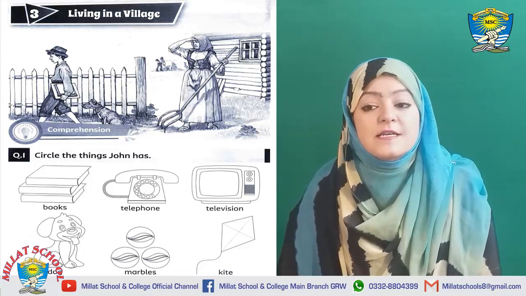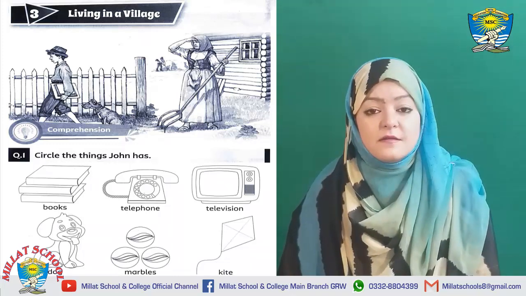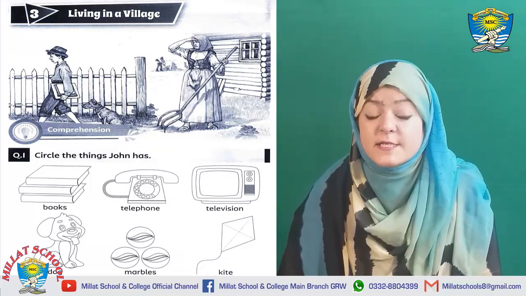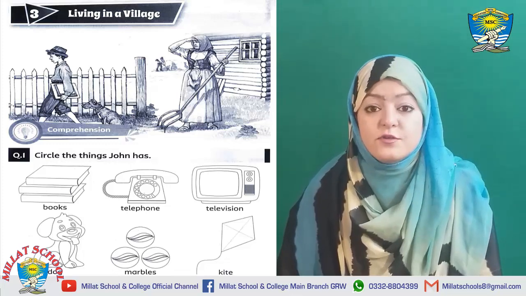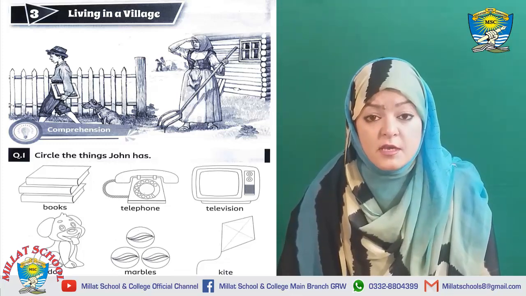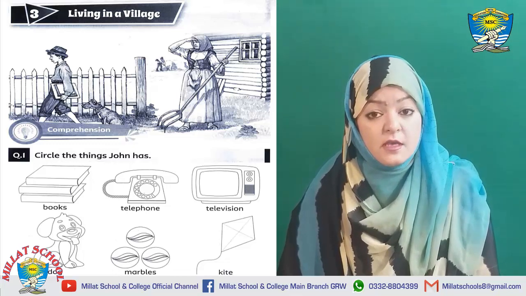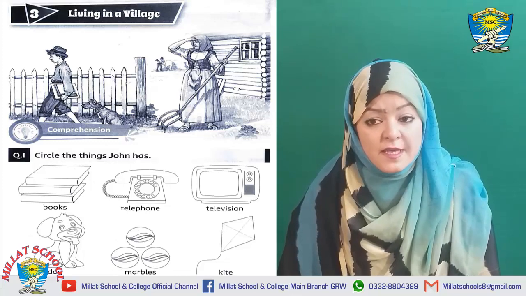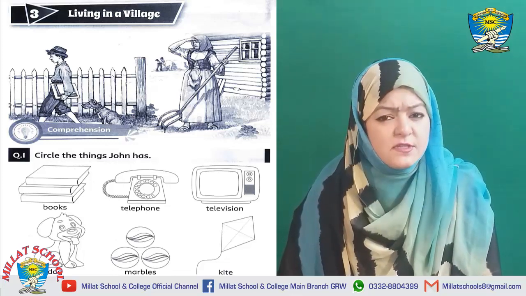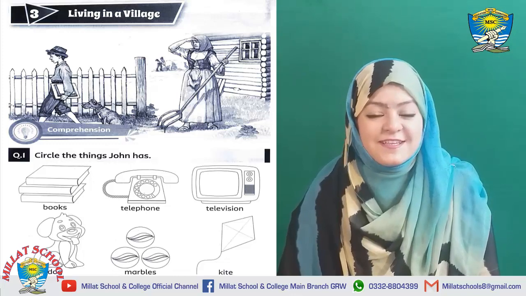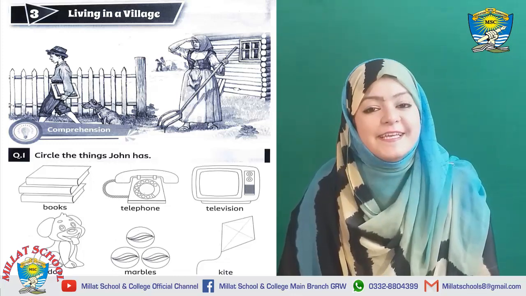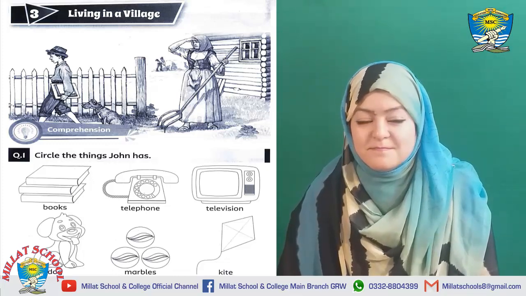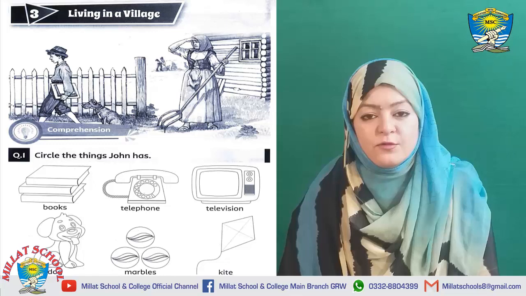Question number 1 is, circle the things John has. Is safe mein aapko kuch pictures nazar aa rahi hain? Yes, there are 6 pictures on this page. And you have to circle the things which John has. Ghor se in tamam cheezon ko dekhein aur un cheezon ko circle karein jo John ke paas maujood thi. What is the first thing? Books. John ke paas books thi? Yes, so circle the books. Second thing is telephone. John ke ghar mein telephone tha? No, there was not any telephone in John's house.